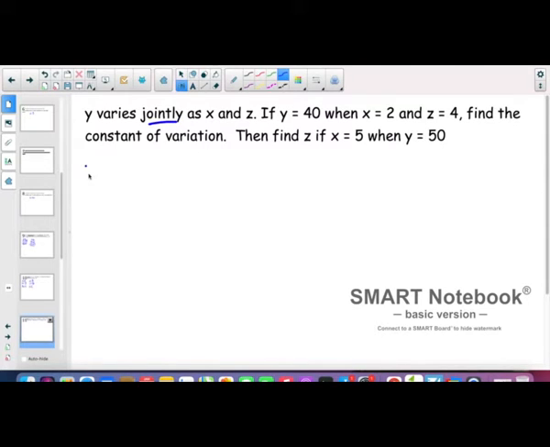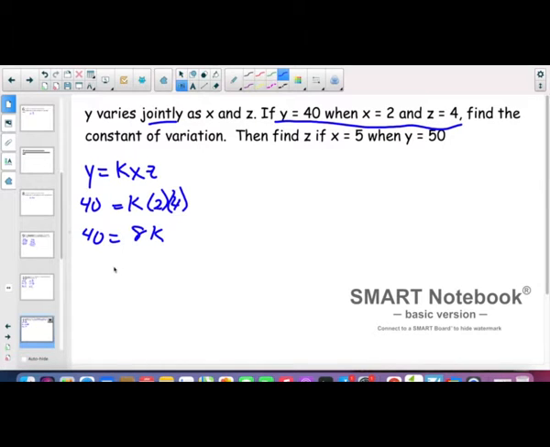Y varies jointly as x and z. That formula would be y equals kxz. It says y equals 40 when x equals 2 and z equals 4. This information will enable you to find your constant of variation. So y is 40. We don't know what k is. X is 2. Z is 4. So 40 equals 8k, leaving us with k equals 5.